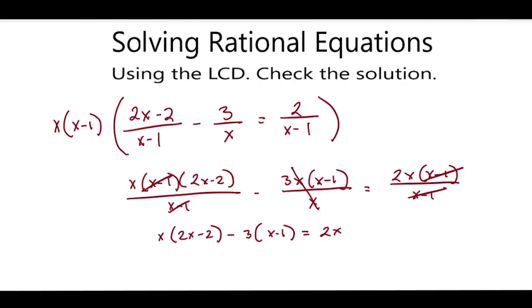Well, let's do some distributive property and simplify, leaving me with 2x squared minus 2x minus 3x plus 3 equals 2x. Well, if I bring my 2x over and simplify the left side here, I'm left with 2x squared minus 7x plus 3 equals 0.